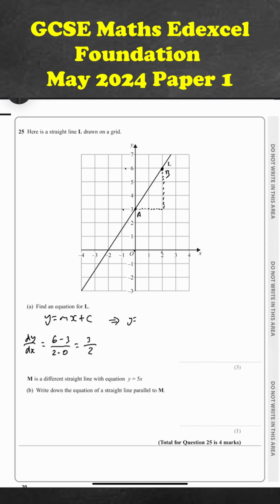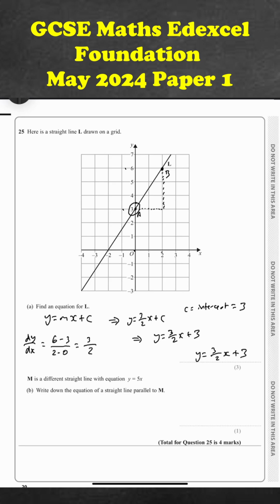So y equals 3 over 2x plus c, and c is going to be our y-intercept, which is just 3 here. So c equals intercept, which equals 3. So we have a gradient of 3 over 2 and an intercept of 3. And therefore that is our equation of our line.